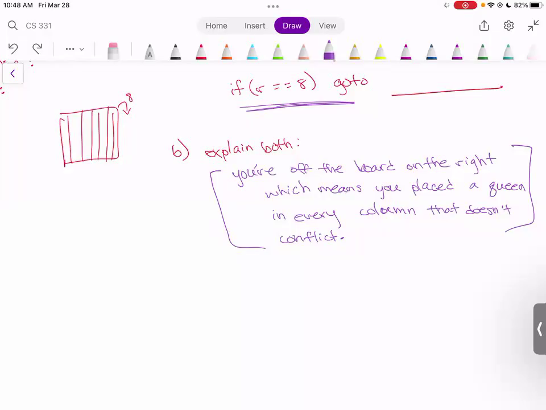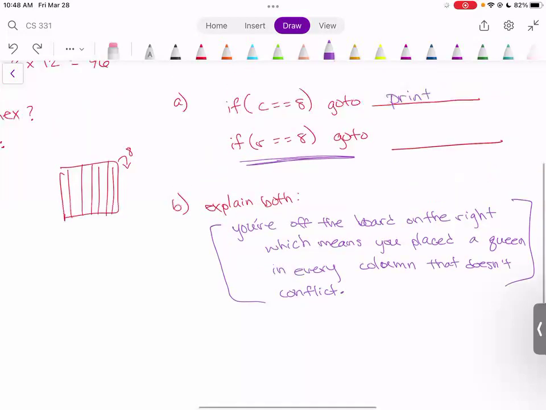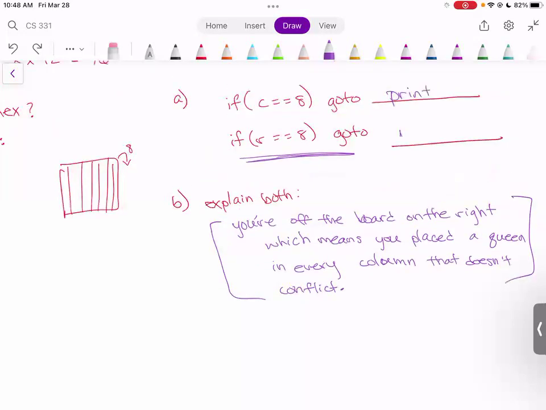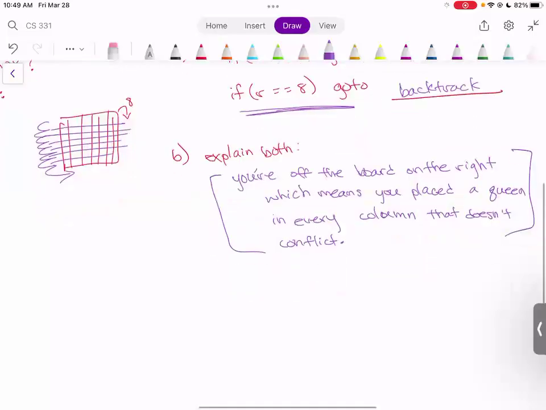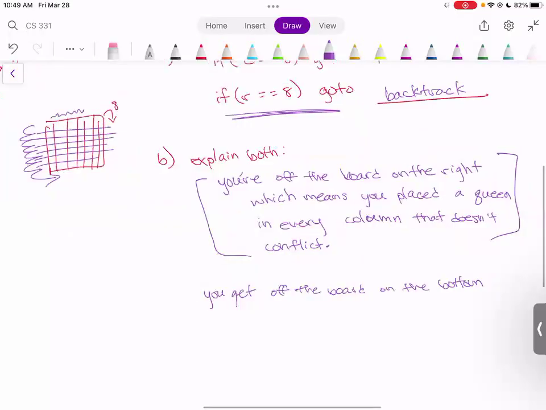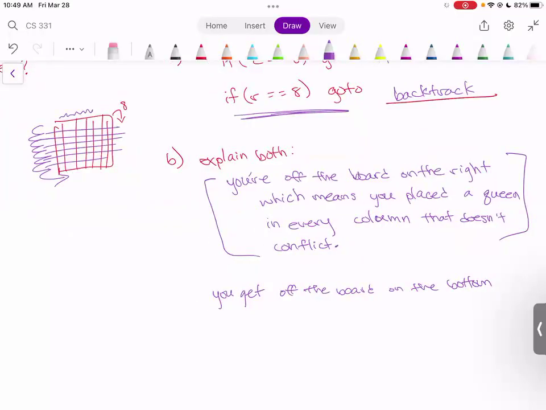But for the second part, what do I do? For part A? Yeah. For part A, this would be go to backtrack. Why? Because the explanation would be you tried every row here, and you get off the board on the bottom. That means you did something wrong. No, it doesn't necessarily mean you did something wrong. You just weren't able to place a queen that didn't conflict. So you have to rearrange one of the other queens from the previous columns, which is just what backtrack does.